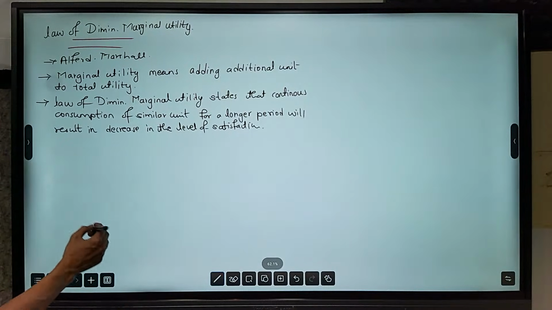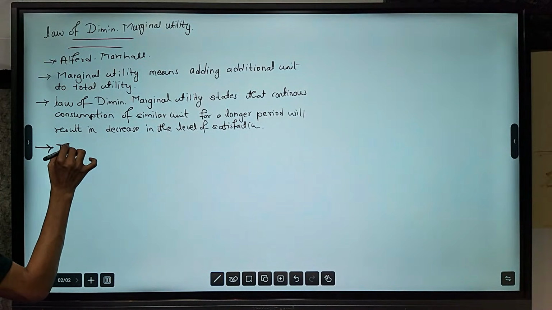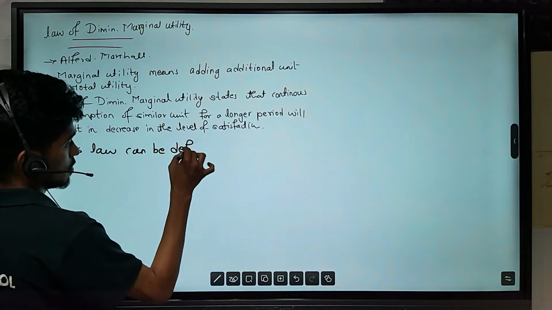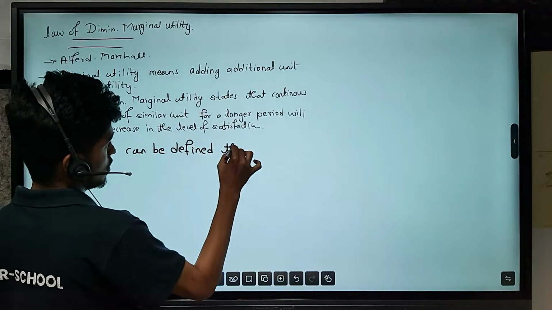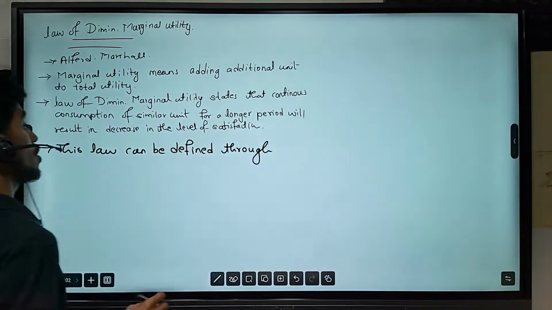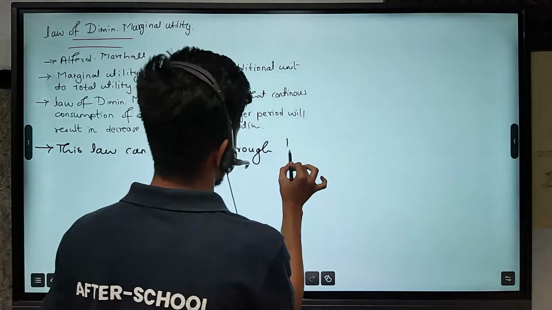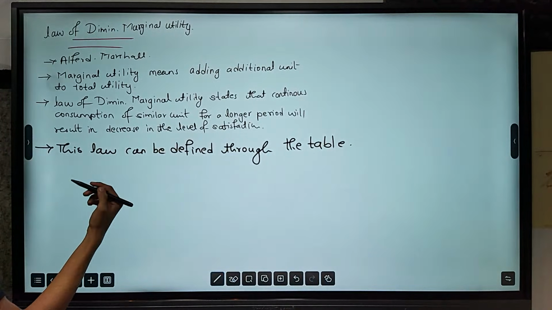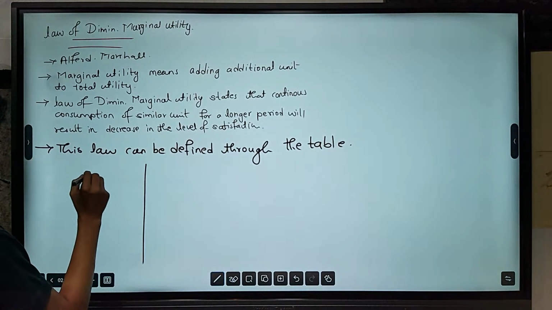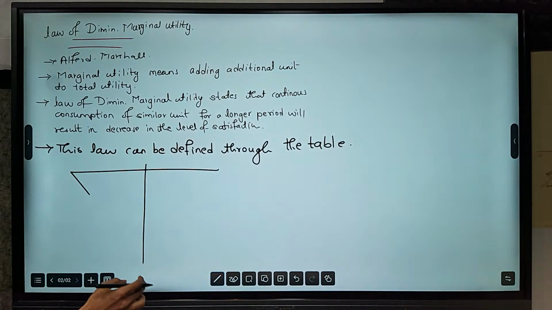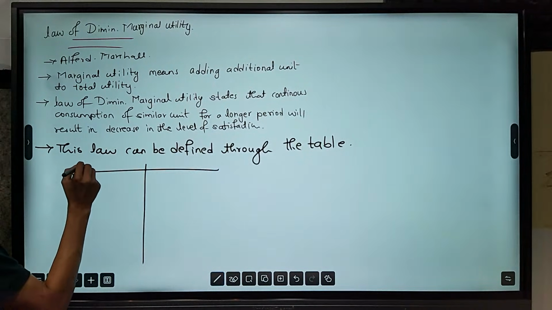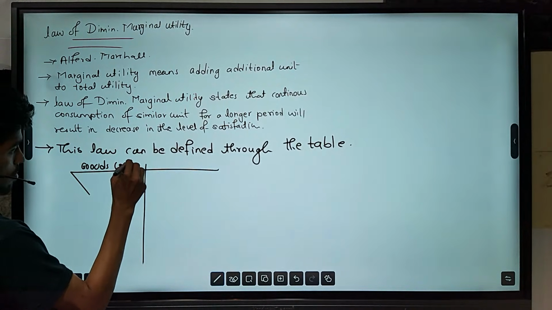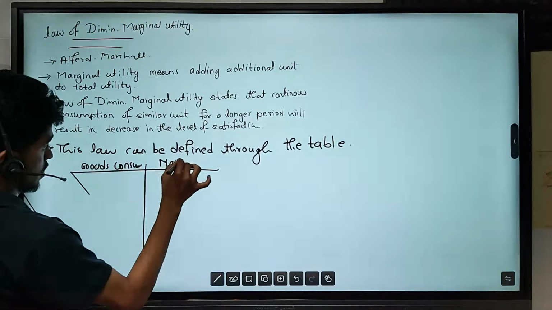How are you going to write? You have to write, this law can be defined through the table. Now you have to draw a table. Now how are you going to draw the table? Okay, here you have to write goods consumed, and you are going to write marginal utility.